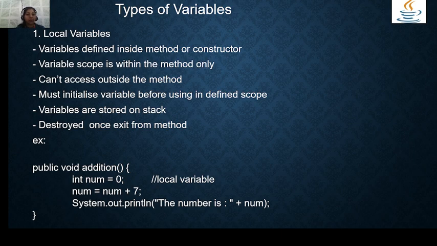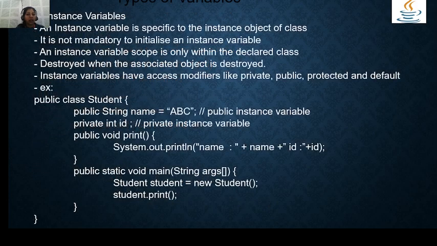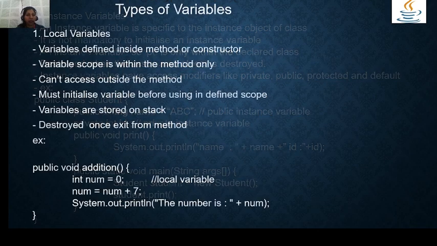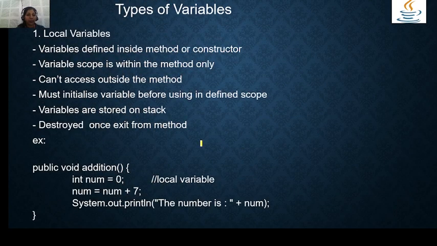Okay, so we will see one by one the types of variables. So there are three types of variables. First is the local variable, then the instance variable, and a static variable. So let's see one by one. So first is the local variable. The local variable is one which is defined inside a method or the constructor. So there are mainly two types of methods: one is the class method and one is the constructor. And local variables are defined in the method or the constructor.